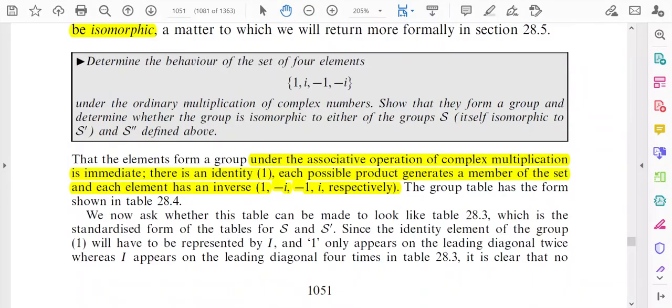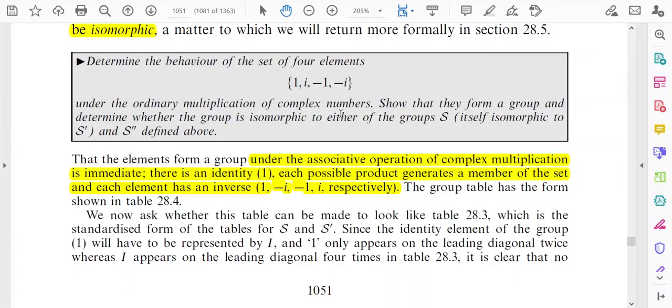Now, let us consider another group. So, what is the group? The group is 1, i, minus 1 and minus i. This is another group, and there is a question. The question is to determine the behavior of the set of 4 elements. So, these are the 4 elements of a particular set, under the ordinary multiplication of complex numbers.